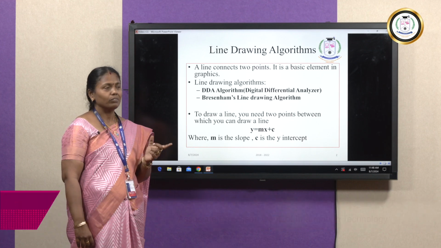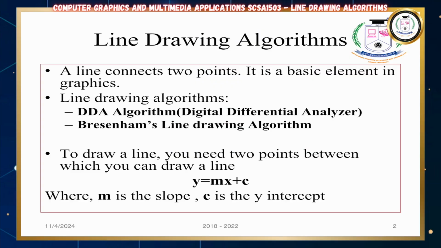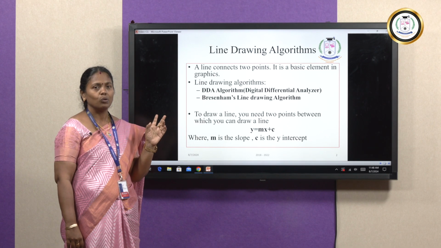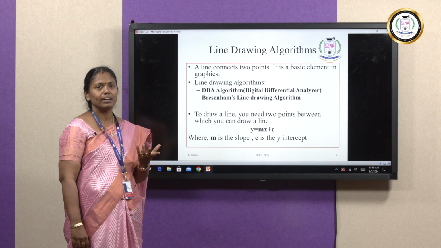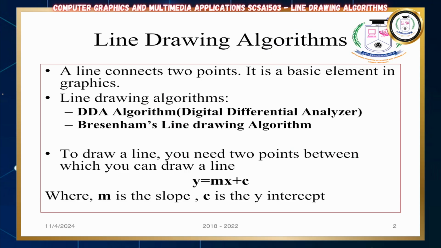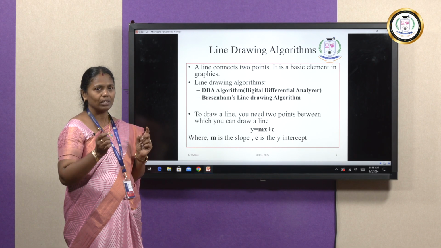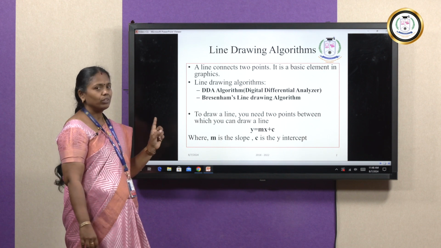In this topic we are going to see two algorithms: DDA, the Digital Differential Analyzer algorithm, and Bresenham's line drawing algorithm. We are going to see in detail how to solve line drawing using these two algorithms. If we want to draw one line, we need two endpoints. In between, we have to find out what points are needed to complete the particular line. This is the first step.